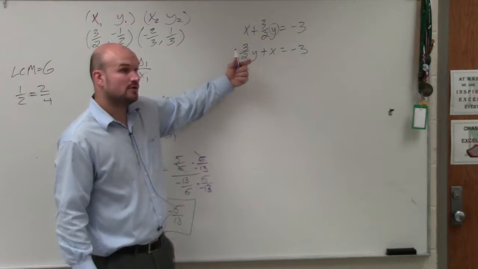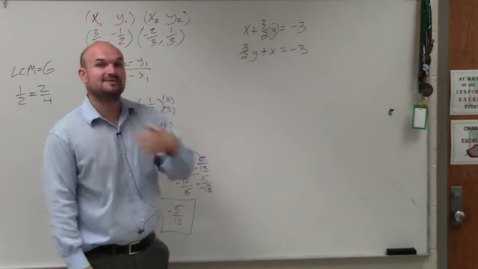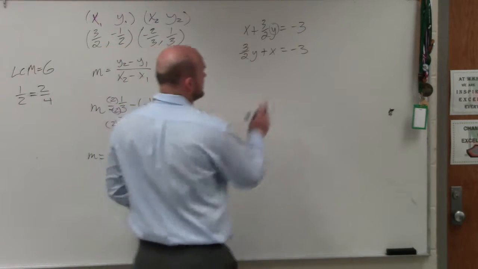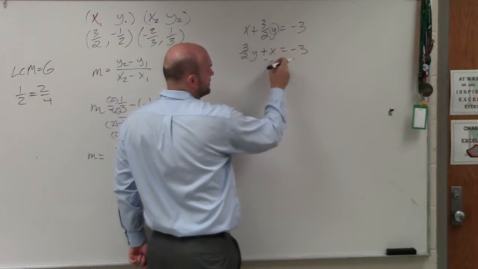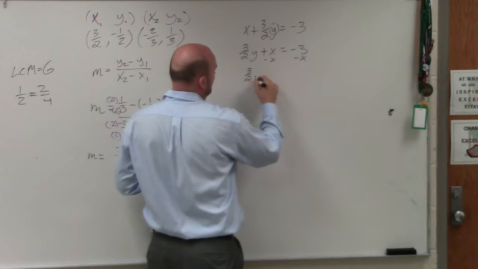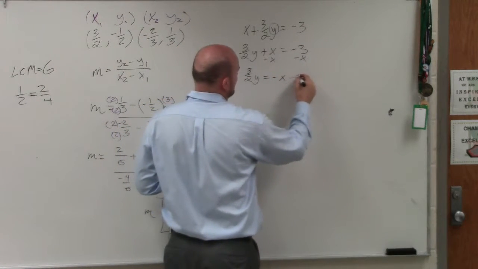So everybody sees that x is actually being added. Right? So whenever we're solving equations, we always undo addition and subtraction first, and then we undo multiplication and division. So to solve for this y, first thing I'm going to do is subtract an x on both sides. So therefore, I have 3/2 y equals negative x minus 3.